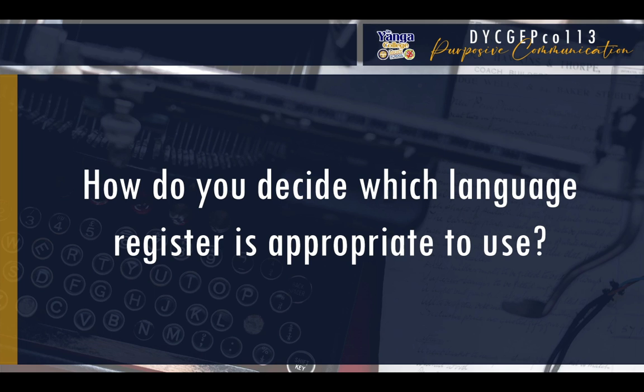Kaya nga 'di ba sabi natin when we discussed ethical considerations in communication na dapat by principle you know your audience, you know your topic, you know the context. Kasi nga, if you know all those, if you understand all those, it would be easier for you to identify which language register is best to use dun sa occasion na yon.